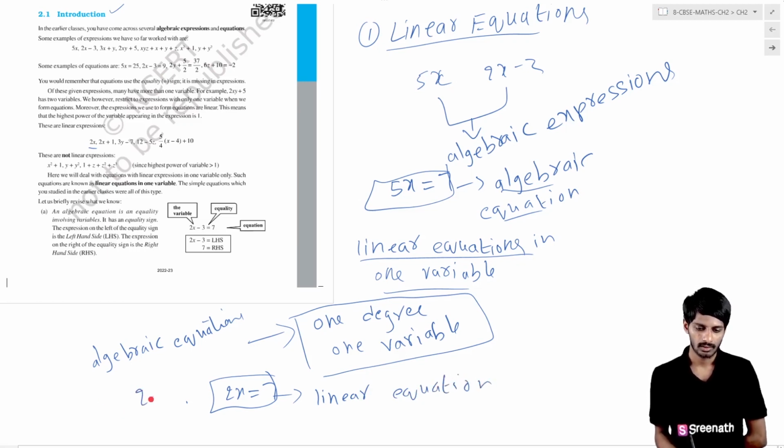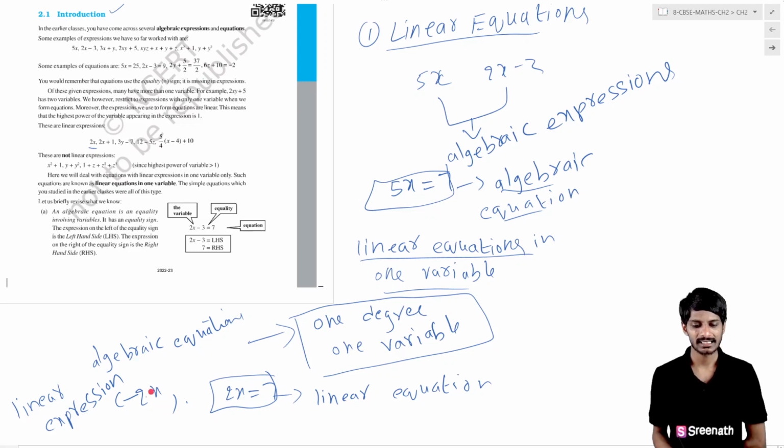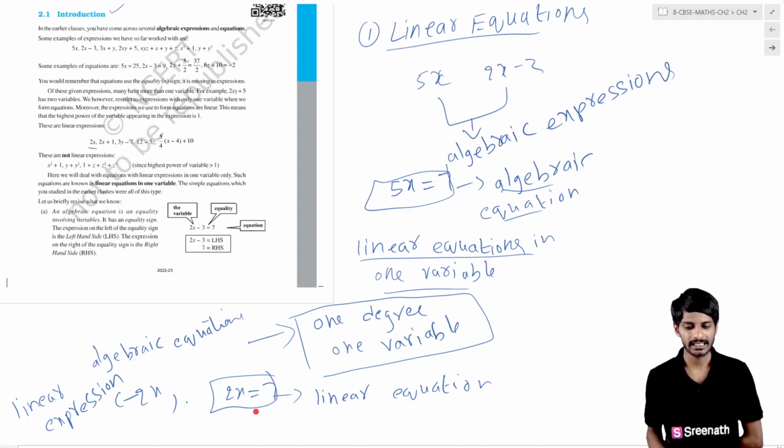What is 2x? 2x is a linear expression. You have to understand the difference between an expression and an equation. Basically, an expression is represented as 2x, or 2x plus 1, or 3y minus 7. It does not involve the equal to symbol, and it does not have an LHS and RHS. That we call a linear expression.